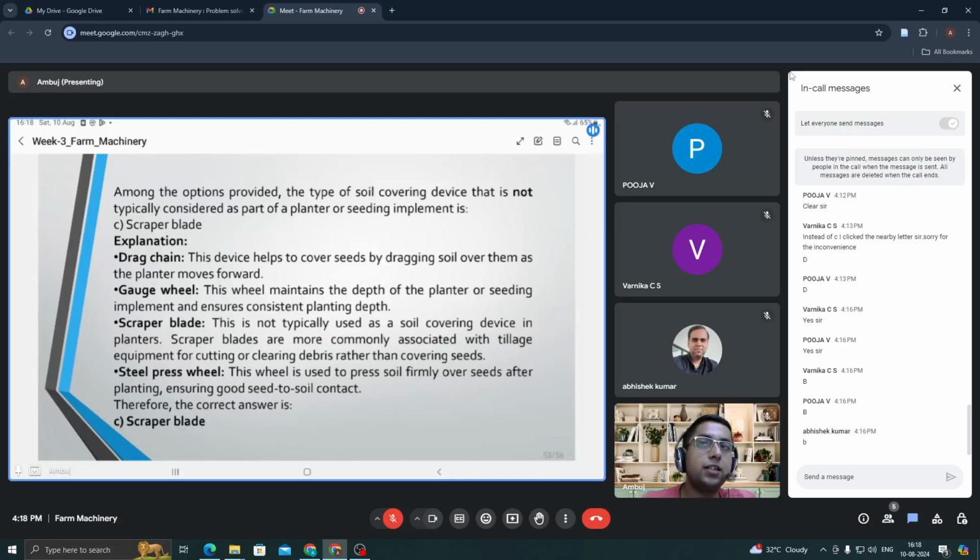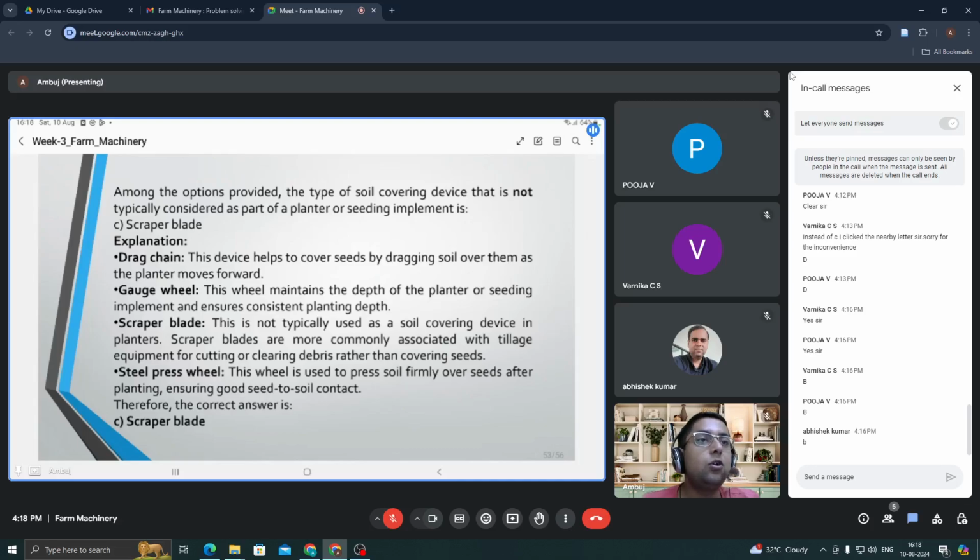Then steel press wheel is there. Okay, I think you all answered gauge wheel. I understand that. I only taught you that the gauge wheel's purpose is maintaining the depth of the planter, the depth of the seeding. That is why you got confused, but it also facilitates soil covering.